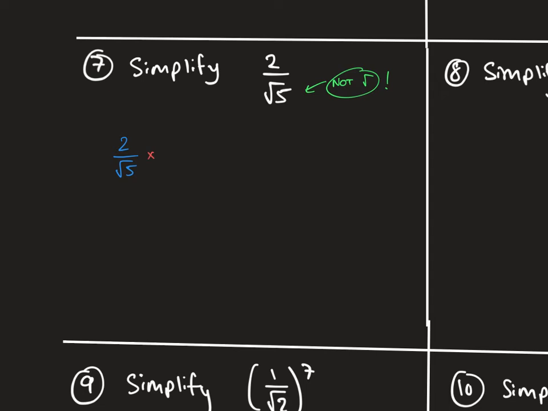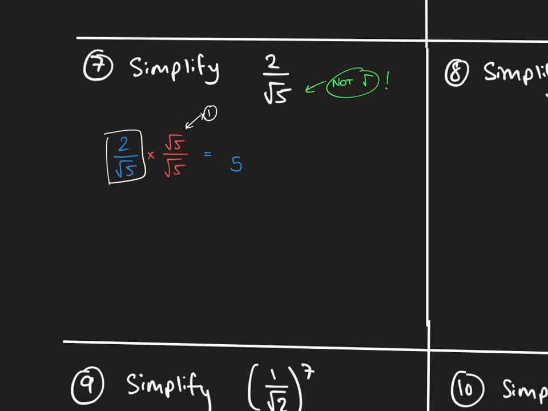Now, as we know from rule 3 above, if we times root 5 by itself, what we'll end up getting here is 5, because root 5 times root 5 is 5. Of course, if we multiply the bottom by root 5, we also have to multiply the top by root 5, and that will keep this fraction the same. Essentially, multiplying by root 5 over root 5 is the same as multiplying by 1, so it keeps it the same.